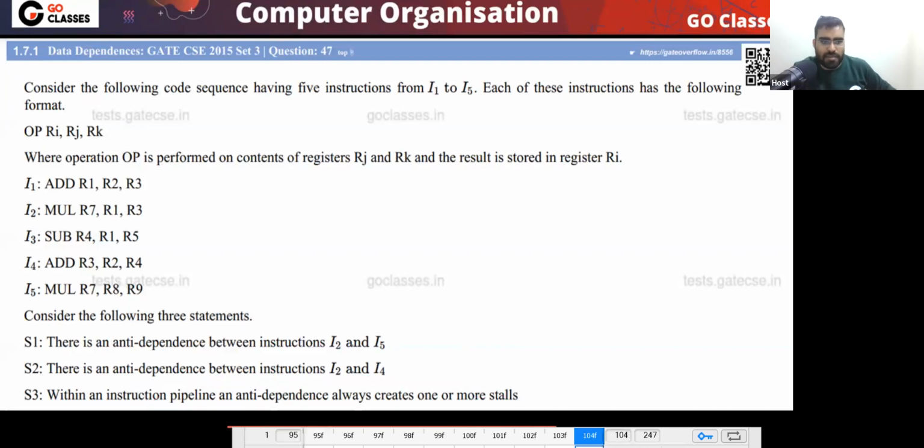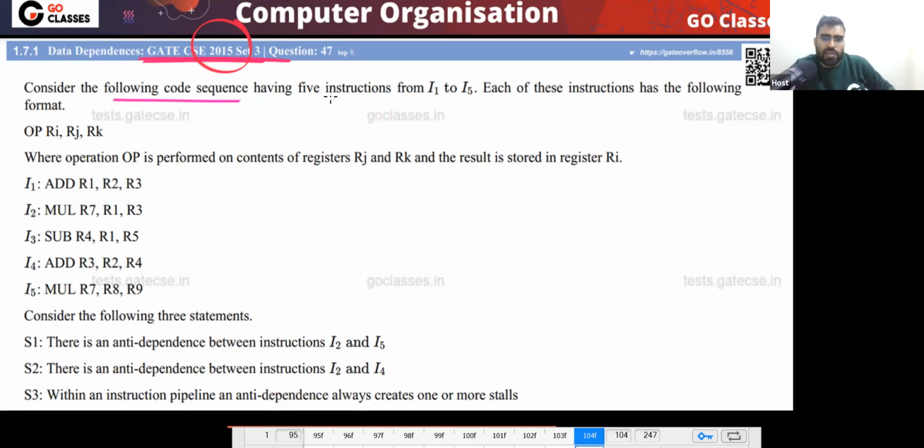Let's solve it immediately. This is a GATE 2015 question. In this question, tell me, are the pipeline details given to you? This is a GATE 2015 question, only a few years ago. Why are they not given? Debanjan, Sudeep, why are the pipeline details not given? Because the question is asking only for dependency. There is no sense of pipeline details.